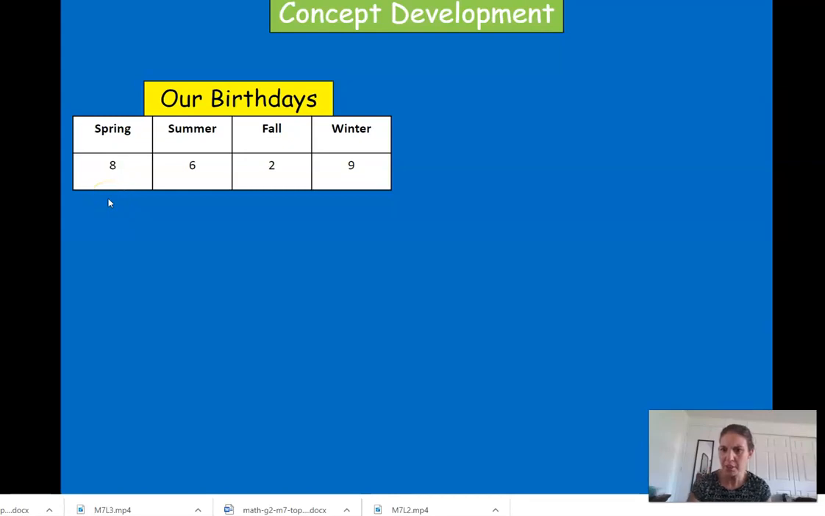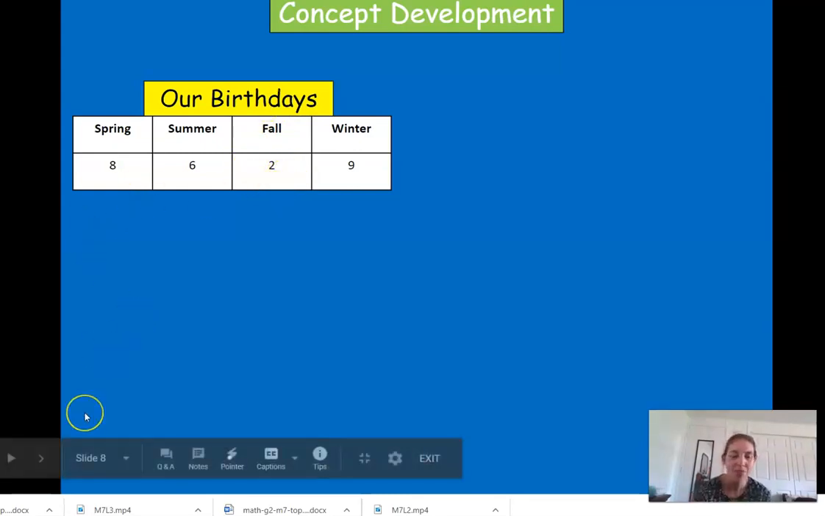What month is your birthday? Do you know? You might have to ask your parents if you don't know. My birthday is in the fall because it's in September when we're getting ready to go back to school. Okay.